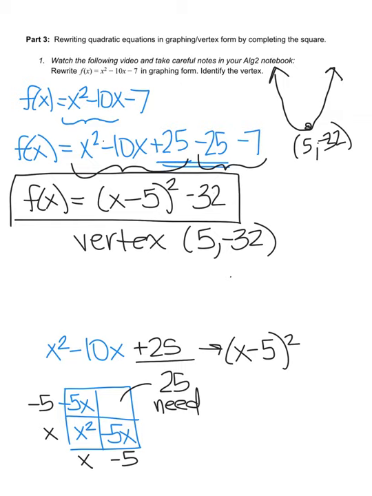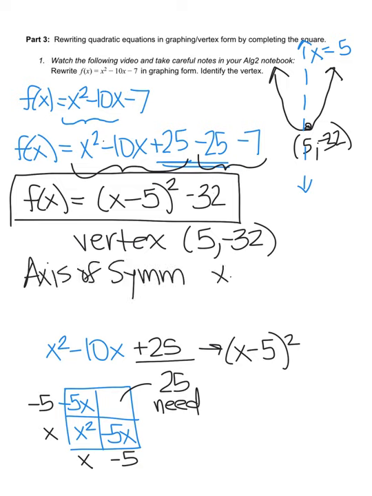And then finally, my axis of symmetry is going to be this vertical line that goes right through the vertex. And a vertical line always has the equation x equals some number. And in this case, it's x equals 5. Every single point on that line has an x coordinate of 5. And it also always matches the x coordinate of my vertex. So we can go ahead and add that one last thing, that axis of symmetry is x equals 5. So by rewriting it in graphing form, it's going to be much faster to graph. I can very easily see the vertex and the axis of symmetry.